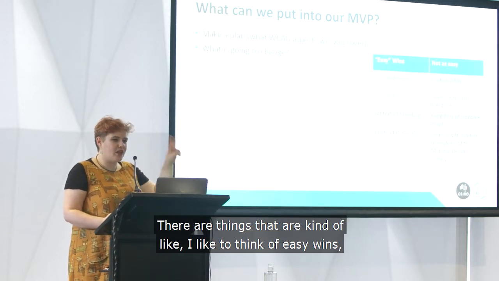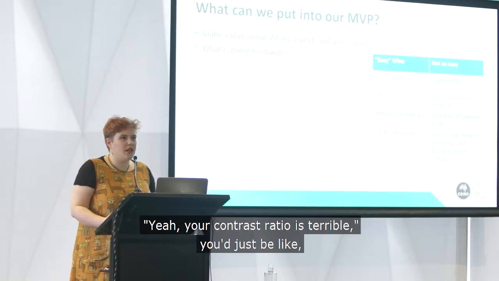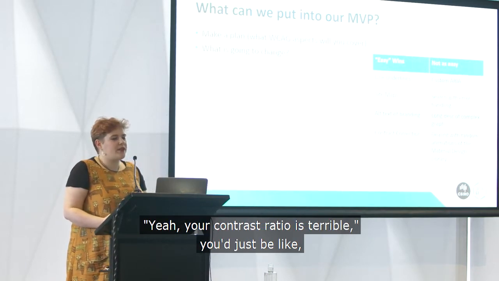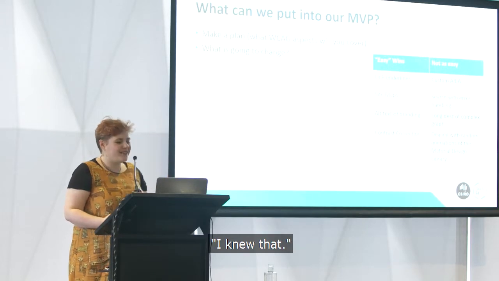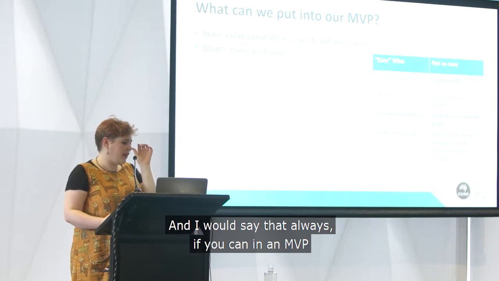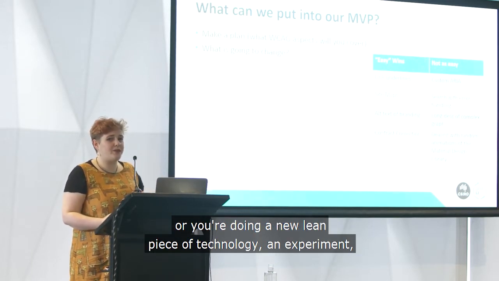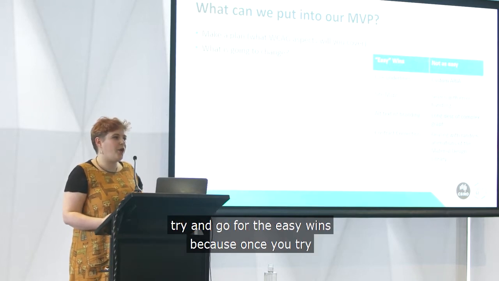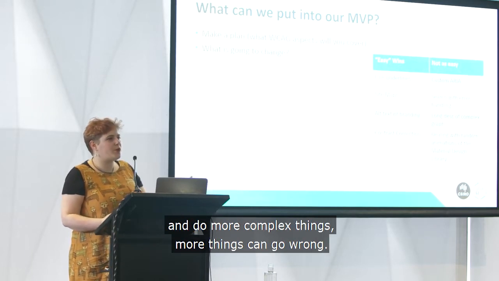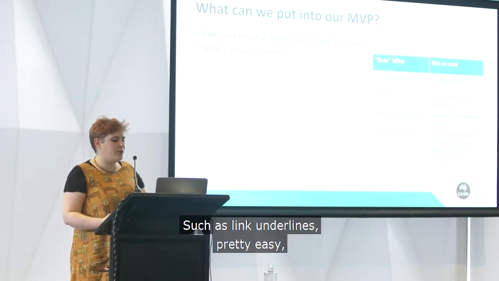There are things that I like to think of as easy wins. Like if you called a consultant in and they said, yeah, your contrast ratios are terrible, you'd just be like, I knew that. But then there are things that are not as easy. And I would say always, if you can in an MVP or a new lean piece of technology and experiment, try and go for the easy wins, because once you try and do more complex things, more things can go wrong, such as link underlines, pretty easy.